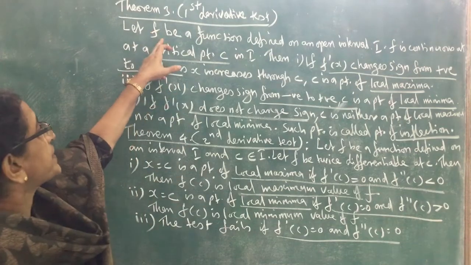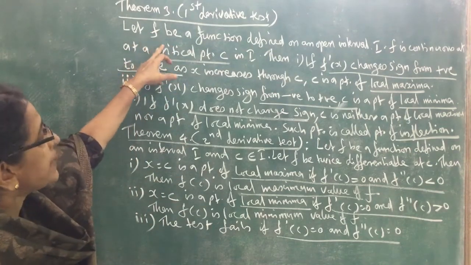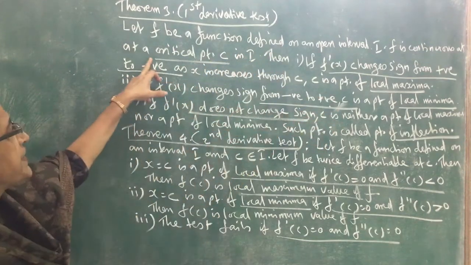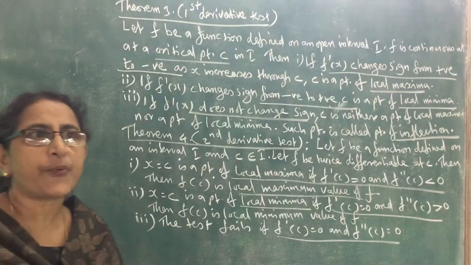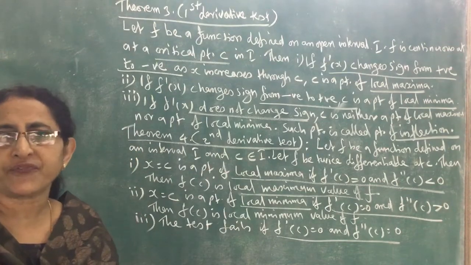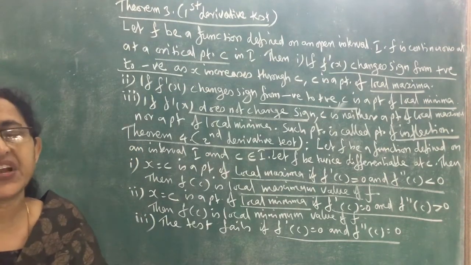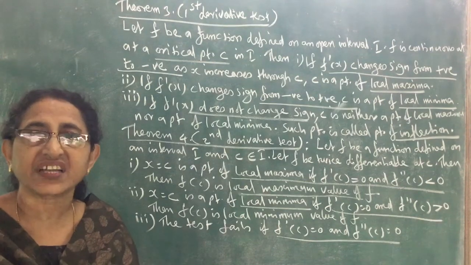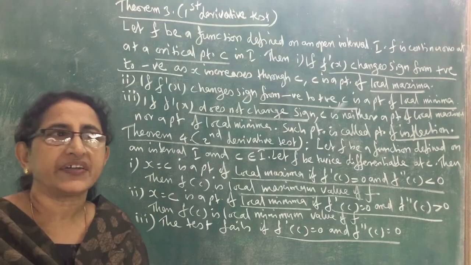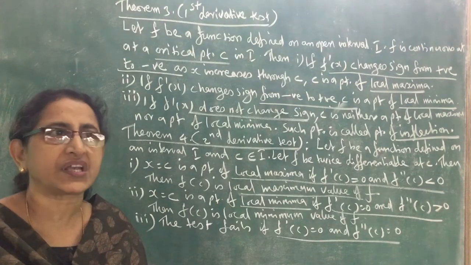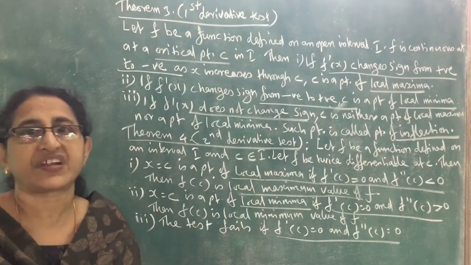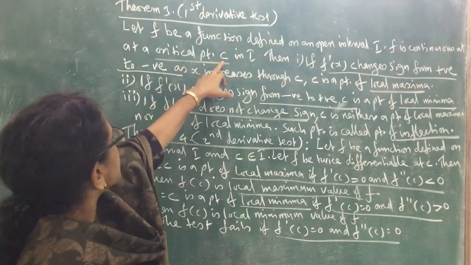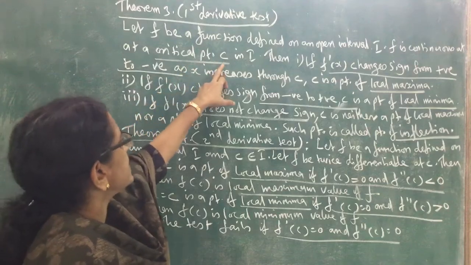So the first derivative test is this: let f be a function defined on an open interval I. f is continuous at a critical point c. Critical point means a point at which the derivative f dash x equals 0 or f is not differentiable. Those points are called critical points. So c is a critical point in I.